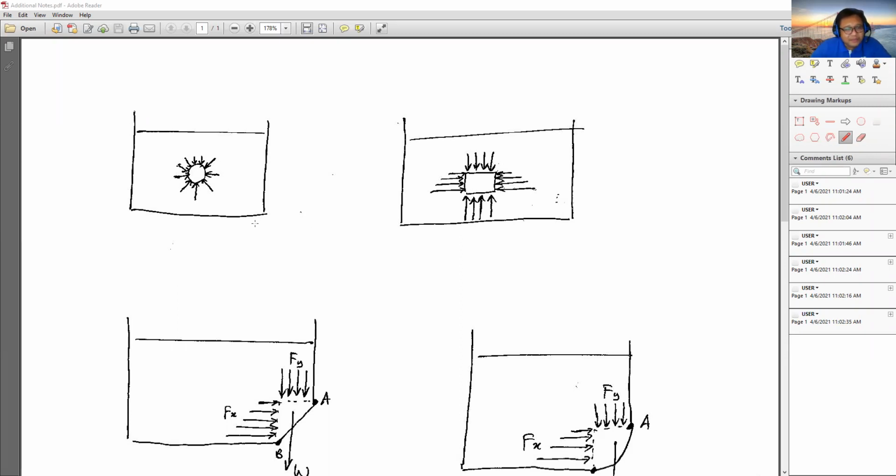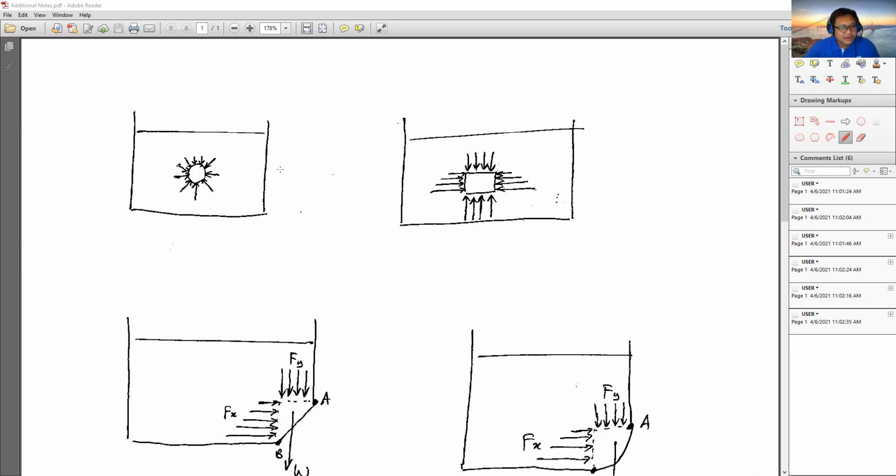Okay, basically, when we learn about fluid statics, this is from chapter 2 or chapter 3, if I'm not mistaken, you learn about the manometer, and then you learn about the pressure inside a tank or a container, something like this.